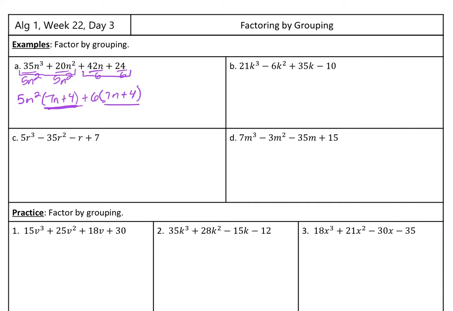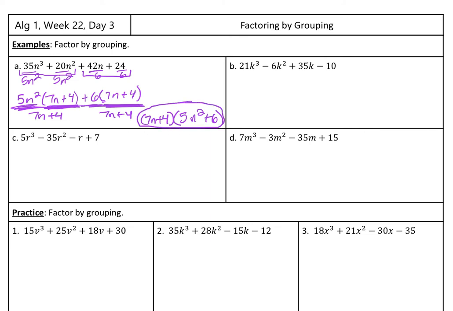The reason that this is helpful is because if they have this in common, right? If they have this in common, then we can divide by 7n plus 4. In other words, we can do greatest common factor. We can say this is the same as 7n plus 4 times what's left over, which is the 5n squared plus 6. Now, this may be a little bit weird, okay?